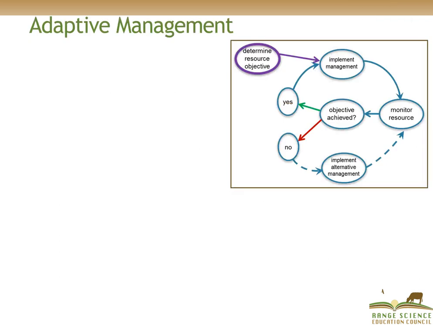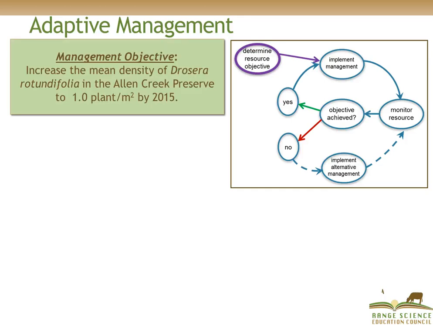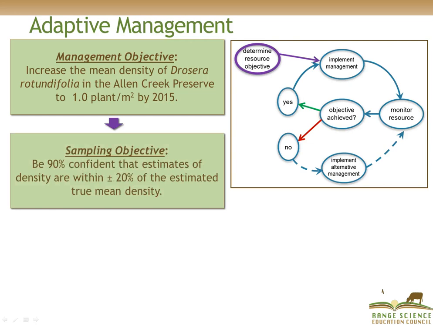Here we see a diagram of the adaptive management cycle, and it starts with a clearly stated management objective. The management is implemented, and then we need to monitor the resource in order to determine whether the objective was achieved. We determine the level of confidence and precision that we need in our estimate that we're going to get from monitoring, and so we develop a well-stated sampling objective.